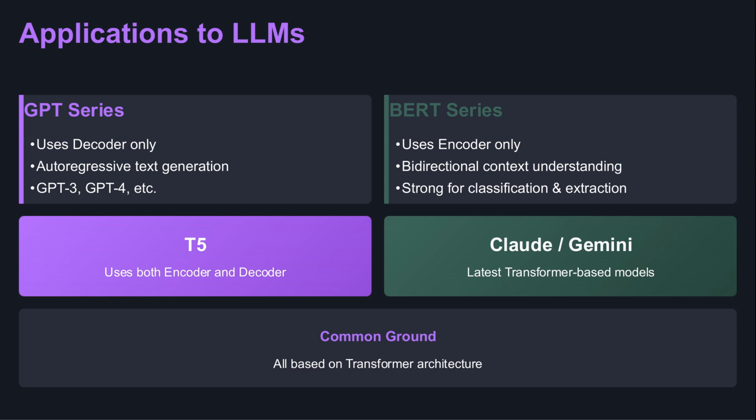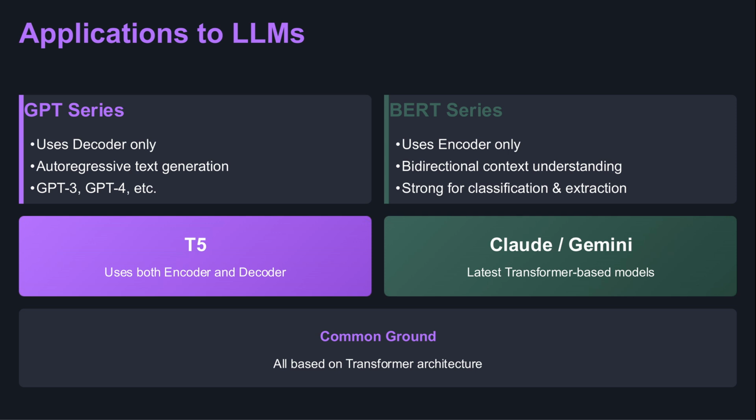Different LLM families use the transformer in different ways. The GPT series uses the decoder only for autoregressive generation. Think GPT-3 and GPT-4. BERT uses the encoder only and excels at bidirectional understanding for tasks like classification. Models such as T5 use both encoder and decoder, and newer systems like Claude and Gemini continue to build on these ideas.